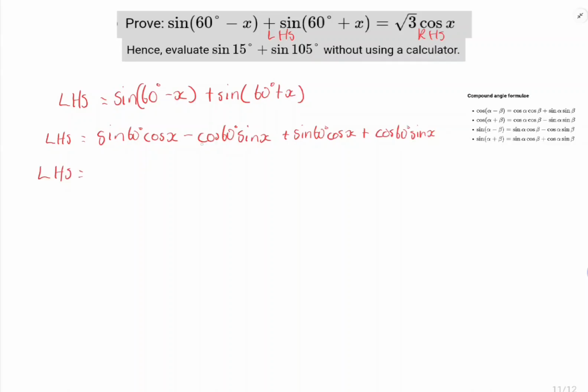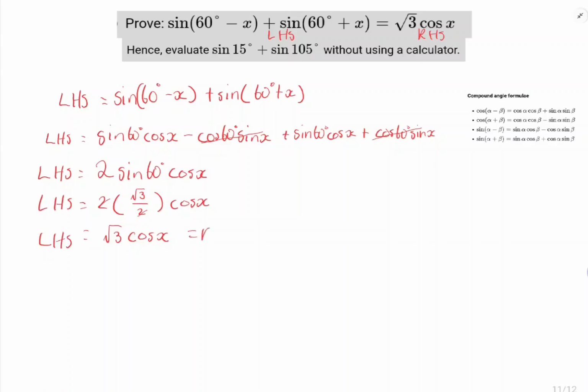Right? Okay, this time around, cos 60 sin x is going to cancel with this, because they are the same thing with different signs. And then this one, they are the same thing, sin 60 cos x, sin 60 cos x. So it's just going to be two of them, 2 sin 60 degrees cos x. 60 degrees is a special angle, so we know sin 60 is square root 3 over 2, times cos x. These two cancel each other, so you're left with square root 3 cos x, which is indeed equal to the right hand side, as we can see here.